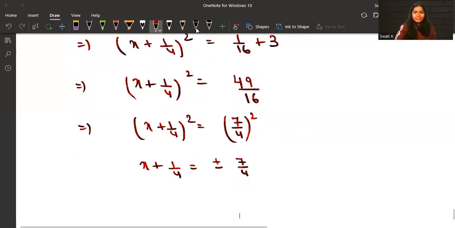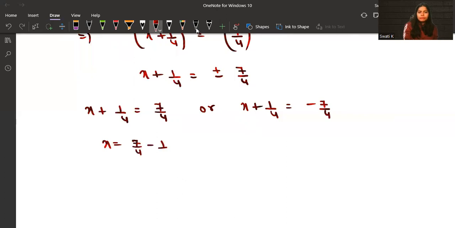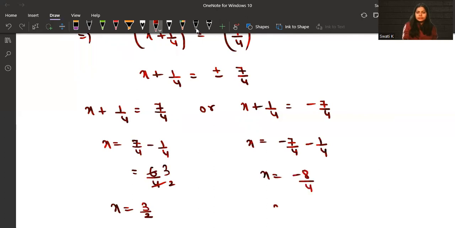Now, taking these two cases, we have x plus 1 upon 4 equals 7 upon 4, or x plus 1 upon 4 equals minus 7 upon 4. That's it. So if you simplify, this will become 7 upon 4 minus 1 upon 4, which is 6 upon 4, which is 3 by 2. So we got our first value of x, which is 3 by 2. And the second one is x equals minus 7 by 4 minus 1 by 4, which is x equals minus 8 upon 4, which is nothing but minus 2. So we got our x.